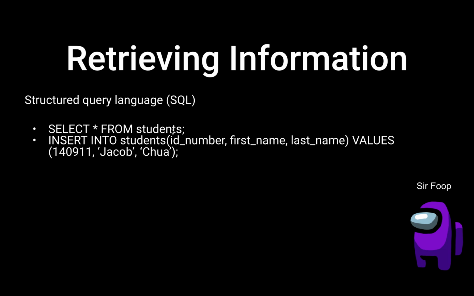And in the following line, you are injecting a new entry into the table via SQL language. So how you write data in your databases looks something like this. If you want to insert a new entry, a new record into your table, it looks something like this: insert into students, ID number, first name, last name, values 1409111, Jacob and Chua. Okay, moving on.